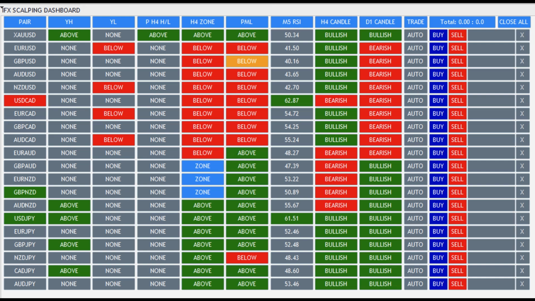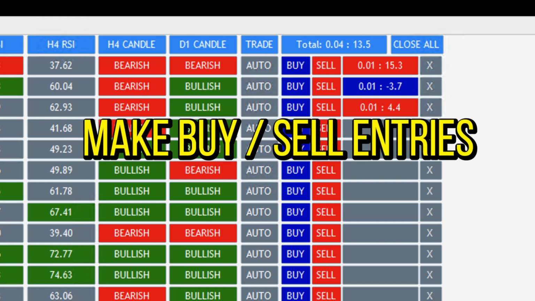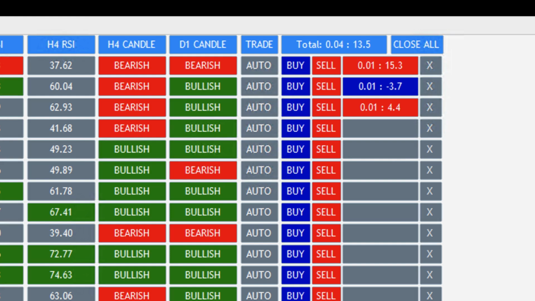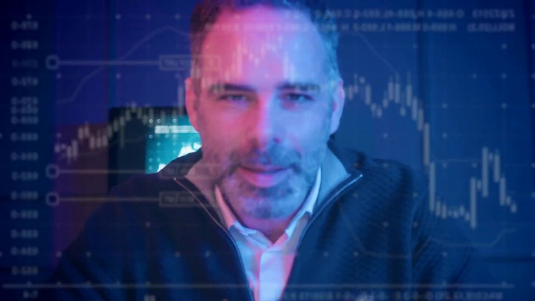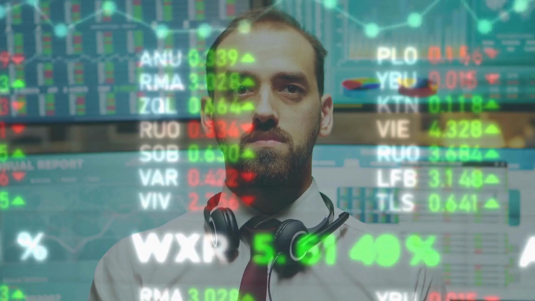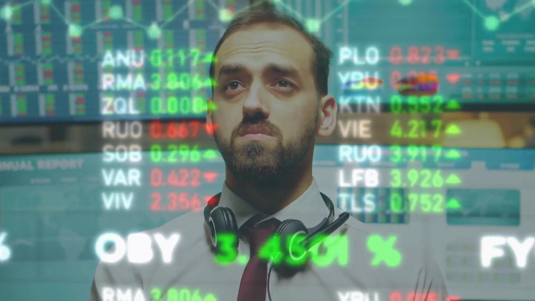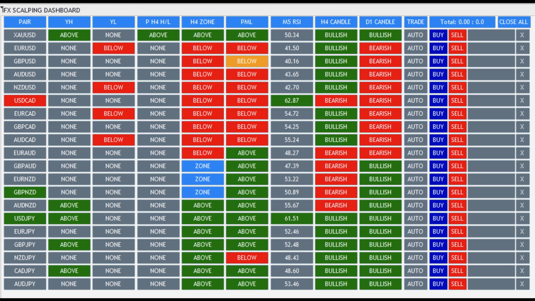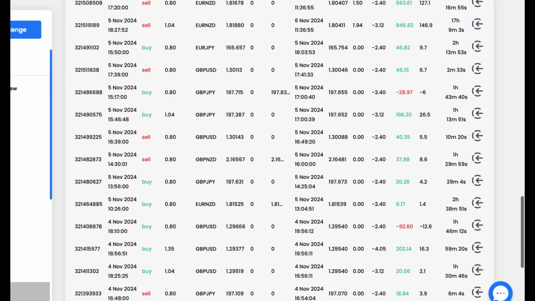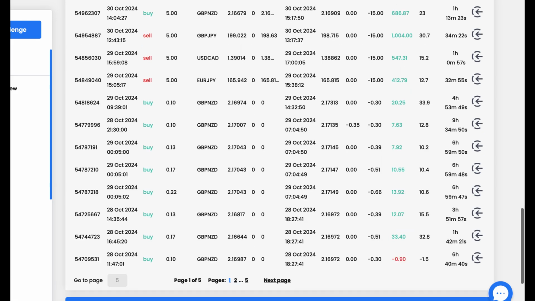The scalping dashboard isn't just for analysis, it's also interactive. You can place buy and sell orders directly from the dashboard, adjust the lot size, and set your take profit and stop loss levels in the settings. This makes the process faster and more efficient, especially once you're familiar with the strategy. Whether you're using the trend or reversal approach, the dashboard is a powerful tool to streamline your trading workflow while keeping your focus on the charts for confirmation.